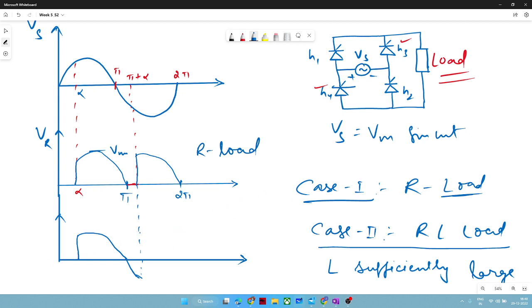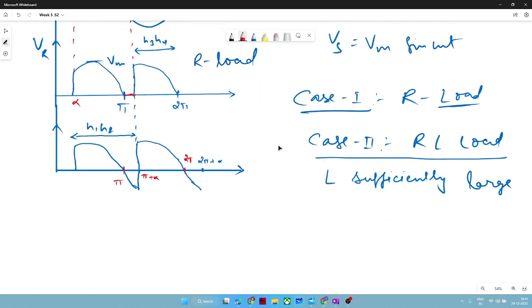And it will keep repeating. At pi plus alpha, H3 and H4 will be triggered, and it will freewheel through the same switches H1 and H2. So H1 and H2 will conduct for this period. Here also the same H1 and H2 for this period, and H3 H4 for this period. When H3 and H4 start conducting, it will go till 2 pi plus alpha. So this instant is pi, pi plus alpha, 2 pi, 2 pi plus alpha.